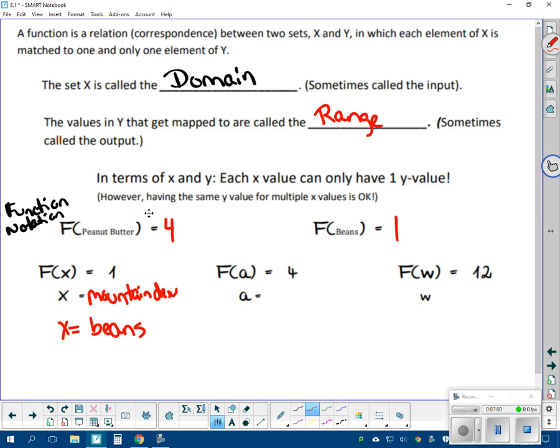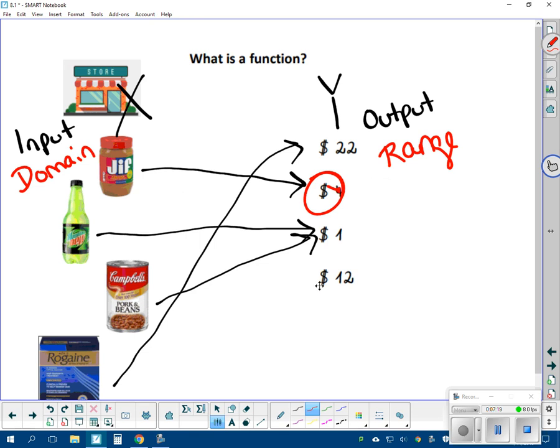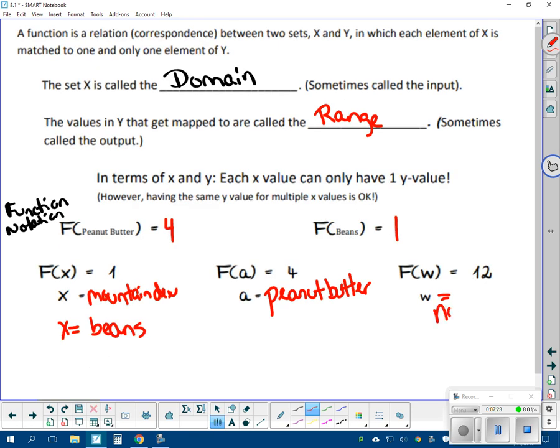Well, f of a equals 4, that's kind of just like this one up here, the opposite way. They gave us the $4, we have to come up with a peanut butter. And then f of w, by the way, the x, a, w, those variables don't matter. w equals, what costs $12? Well, once we made it the function, nothing. So we could say no solution. Nothing costs $12.